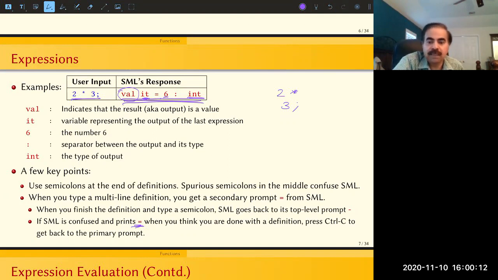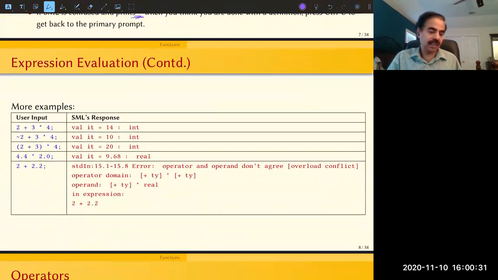And if you type Control C at that point, then Standard ML will drop whatever it is doing and come back to the top level prompt. So then you can type something from scratch, right? So that's basically how you interact with Standard ML at the top level. So here are a few more expressions. So for instance, 2 plus 3 times 4, and it's going to evaluate it. So 3 times 4 is 12, plus 2, 14. So not a surprise that it prints 14.